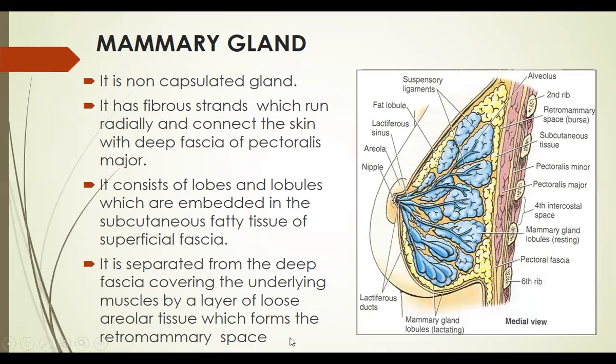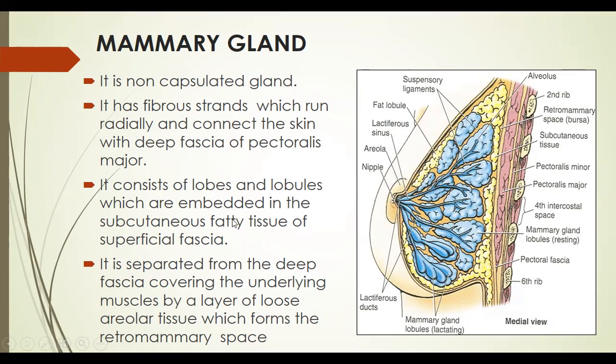Then we have the side view of the breast showing you the internal structures. It is non-capsulated, so there is no capsule around the mammary gland. It has fibrous strands which run radially and connect the skin with the deep fascia of the pectoralis major. There will be fibrous strands here. These are called the suspensory ligaments of Cooper. In between there will be bands which will connect the skin to the deep fascia.